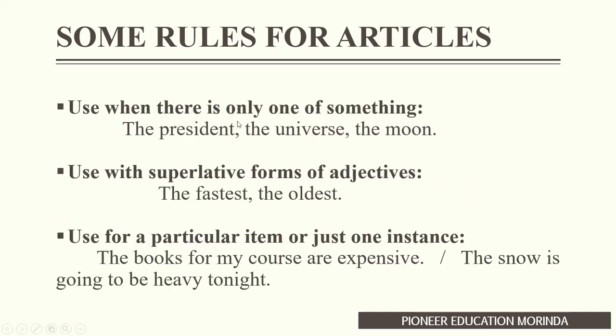We use it when there is only one of something. Then we use the president, the universe, the moon. We use it with superlative forms of adjectives, the fastest, the oldest. We use it for a particular item or just one instance. For example, the books for my course are expensive. The snow is going to be heavy tonight. It means I'm talking about that particular item. I'm talking about the particular books of my course.